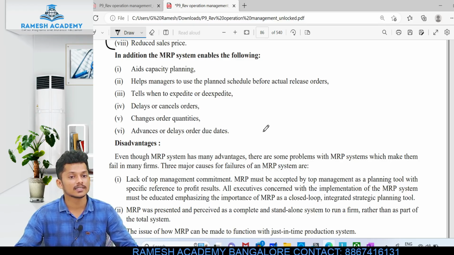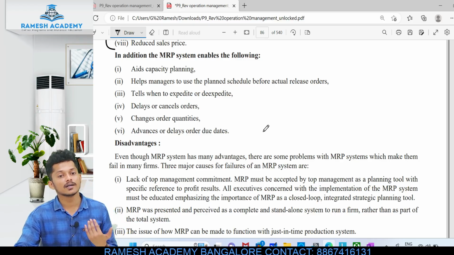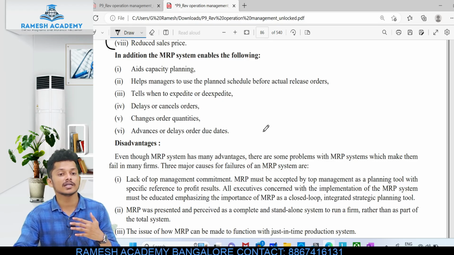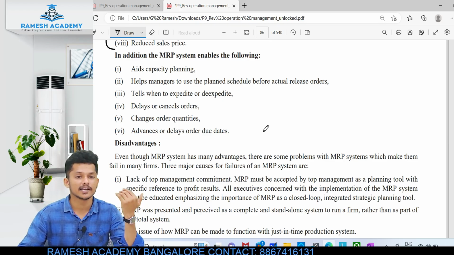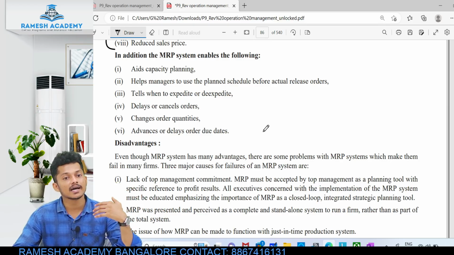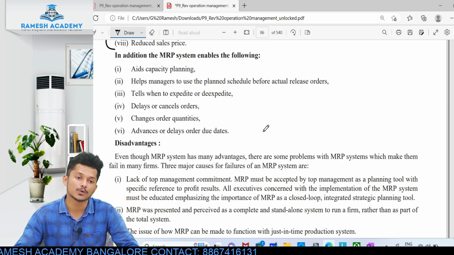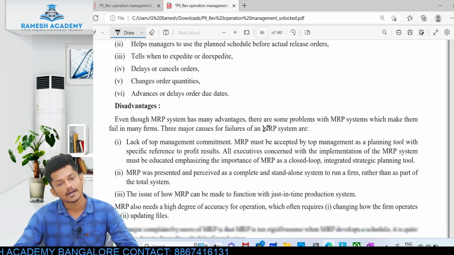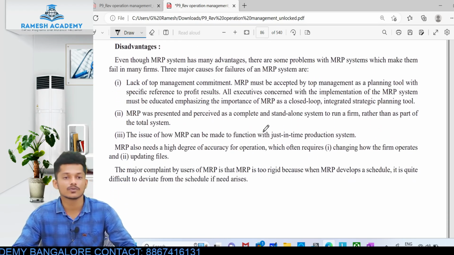Changes order quantities. Sometimes we order a smaller number, but demand is more, so we need to order higher quantities, and we change that. Then advances or delays of the order due date. Those are the advantages and disadvantages we go through.